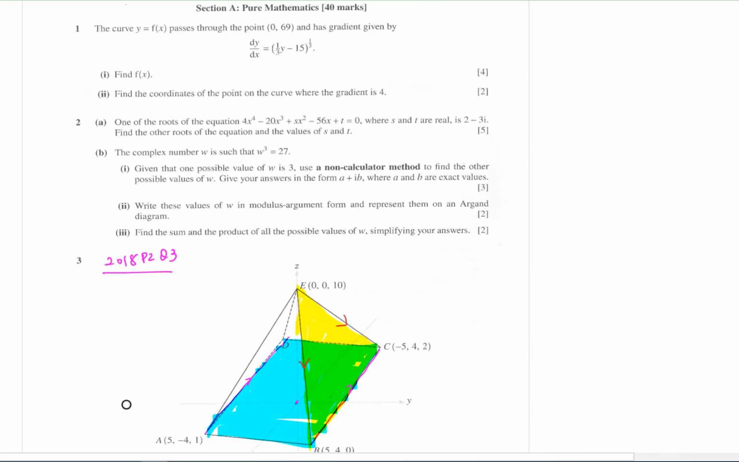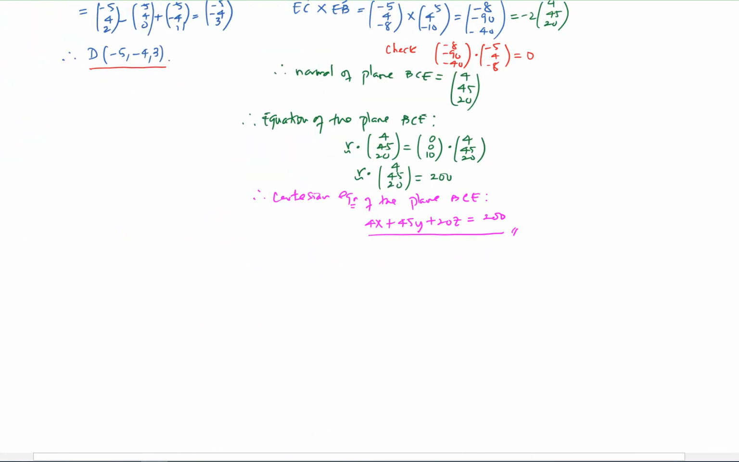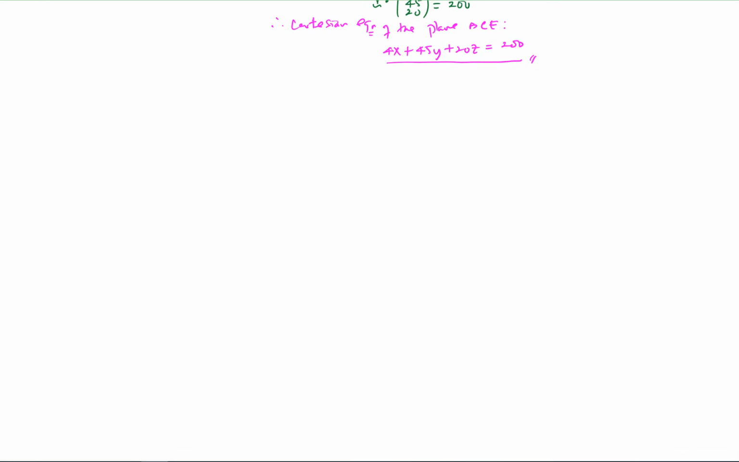Okay, so let me do the working. I will click at the bottom here. So part 3. Right now, you want to find the normal of the base because you need the normals. So I'm going to use the vectors AB and BC, and then I'm going to cross the two vectors to obtain the normal.